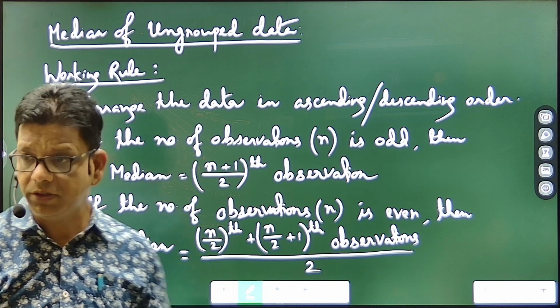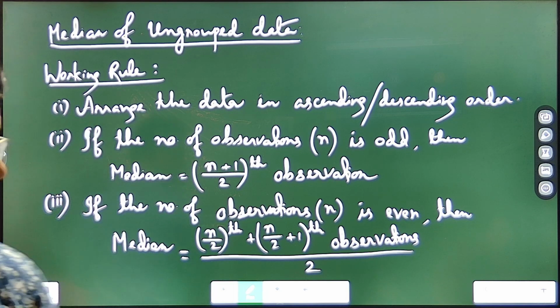It will be easy if we do an example right now, as it might be a bit confusing what to do or what not to do. So I'm going to write an example. If you know this working rule, you can easily find the median of any ungrouped or discrete data. Done.